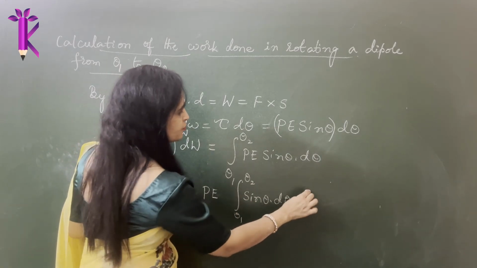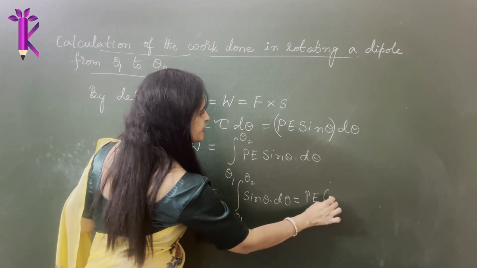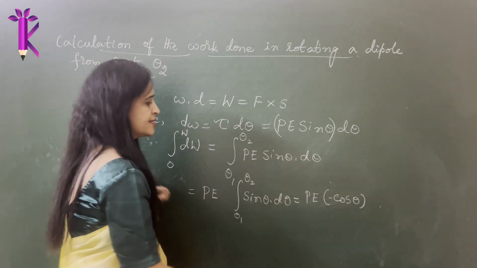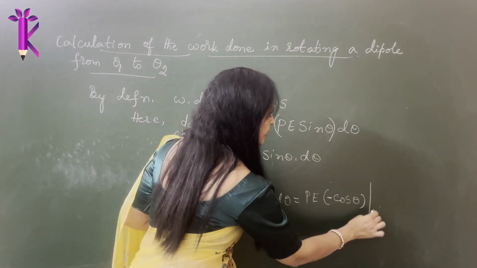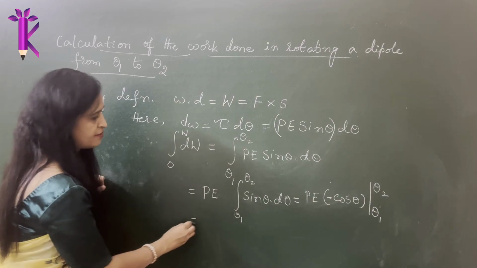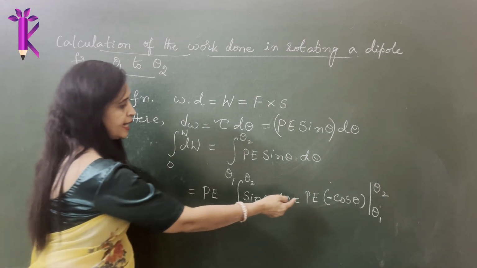So what is the integral of sin theta? The integral of sin theta is minus cos theta. So you have minus cos theta between the limits theta 1 to theta 2. By now you must have learned integration. If you have learned, you can directly apply.